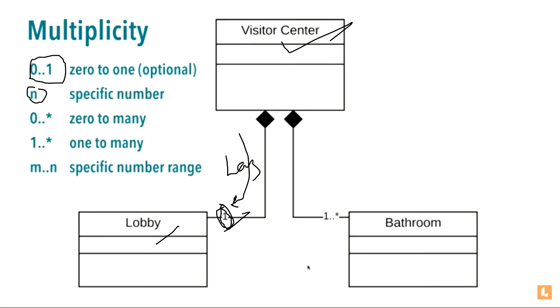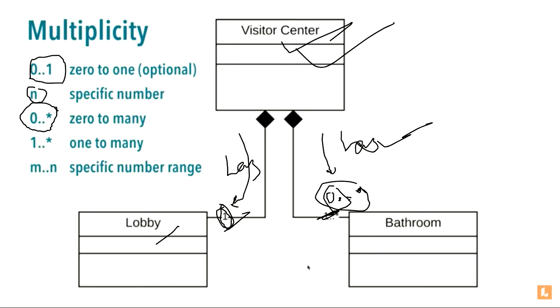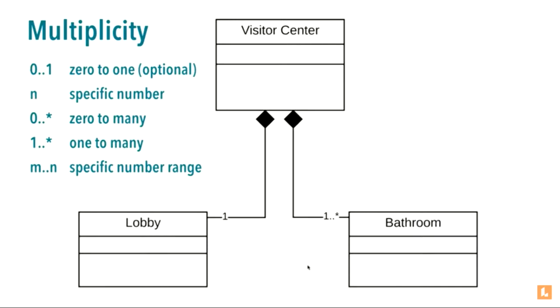Then 0 to many. Suppose I write here 0 dot dot star. So this means 0 to many. Star means many. Now how will you read it? To read this, you will reach till here with a has. Visitor center has either 0 bathrooms or more than 0 bathrooms. Means it is possible that there is no bathroom also.